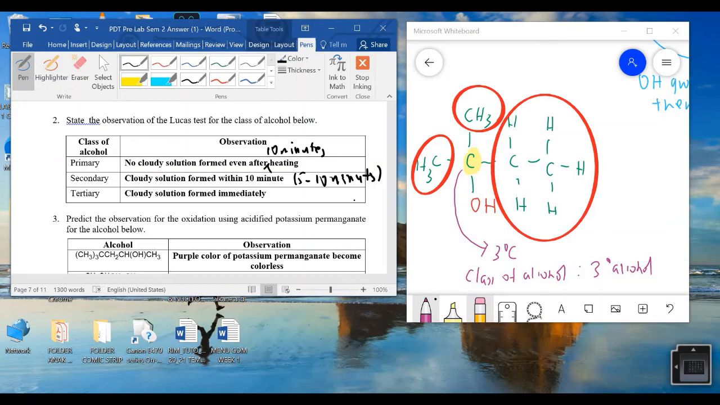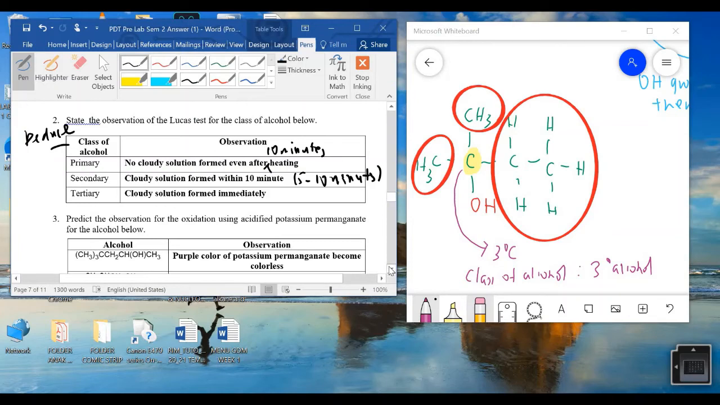So based on this observation, you kena buat deduction the class of alcohol. Okay, kita deduce lah, deduce the class of alcohol based on the observation. Once you get the observation, apa deduction yang you boleh lakukan? Contohnya bila I buat eksperimen, I dapat cloudy solution form within 8 minutes. So my deduction must be that alcohol might be secondary alcohol. Like that lah. Okay, kalau kita melibatkan deduction.